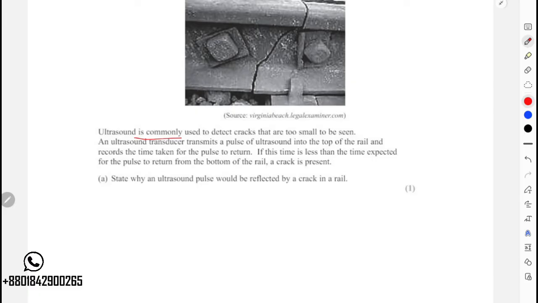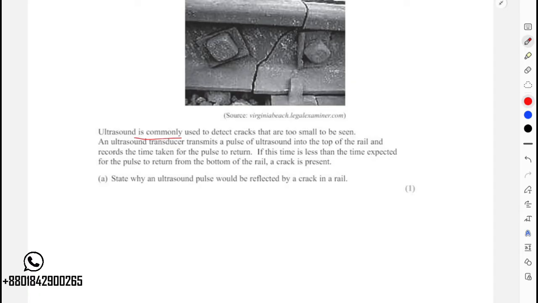An ultrasound transducer transmits a pulse of ultrasound at the top of the rail and records the time taken for the pulse to return. If the time is less than the time expected for the pulse to return from the bottom of the rail, a crack is present. Okay, state why an ultrasound pulse would be reflected by a crack in a rail.